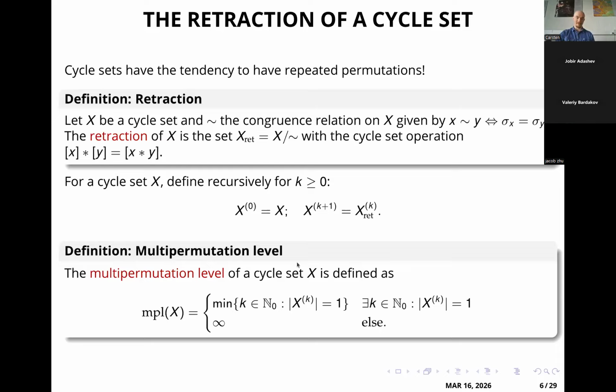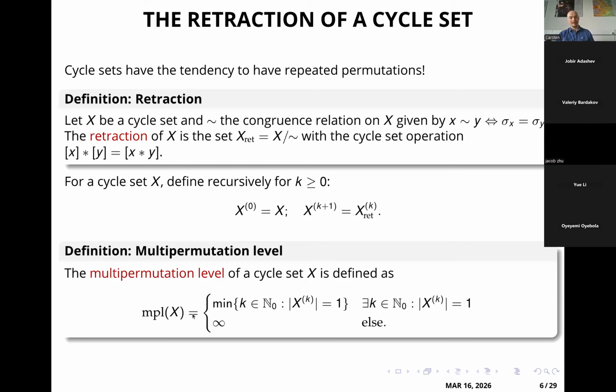The multi-permutation level is simply the first k such that we encounter a cycle set with one element. If we don't encounter such a cycle set because at some point we get stuck in a cycle set whose retraction relation is trivial and that is of size greater than 1, then we say the multi-permutation level is infinity. So this means we get stuck at some cycle set that is also called irretractable. So you cannot retract it anymore.